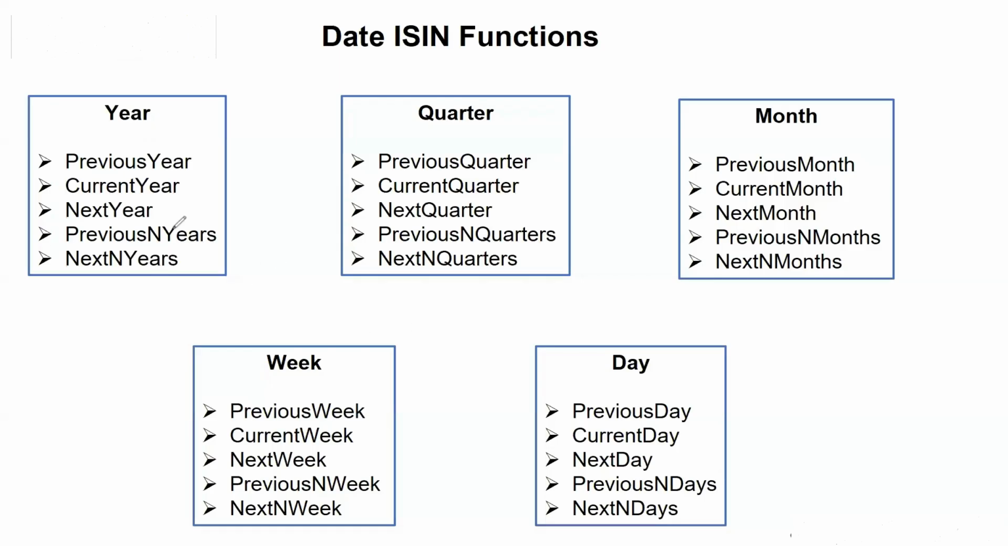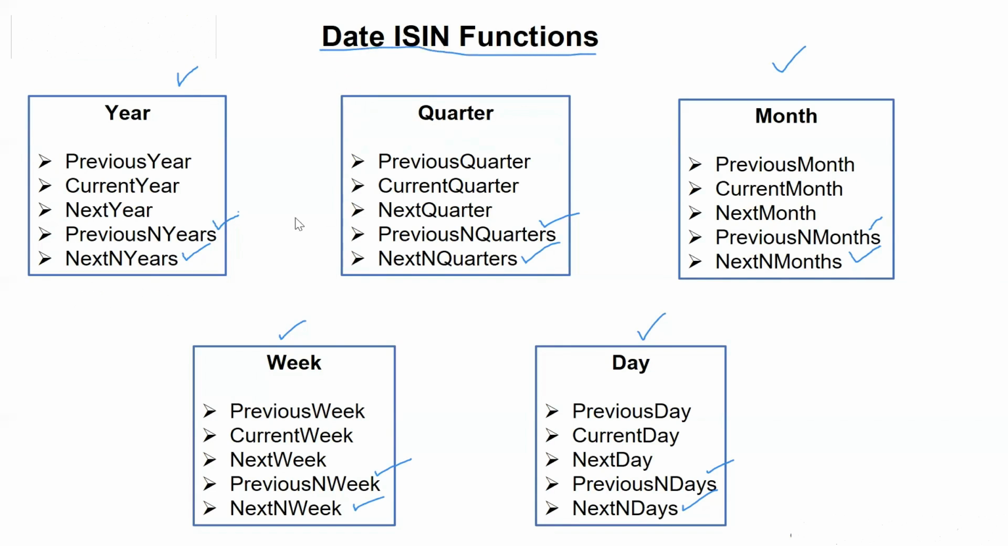Now in a similar way, since we have already used this previous n years and the next n years, you can also use the previous n quarters, next n quarters. For the months also we have the same functions. For the weeks also we have the same functions and the days also. Now since our data only contains year, month and day, you can take a data set which contains the quarter and the week, and you can also practice these functions on top of it. So this is how you use the date is in function in the M language.